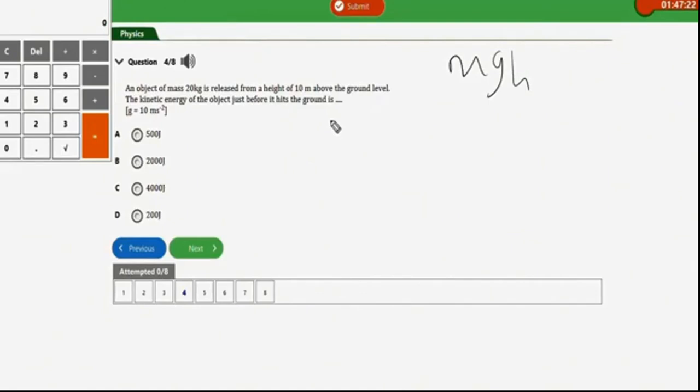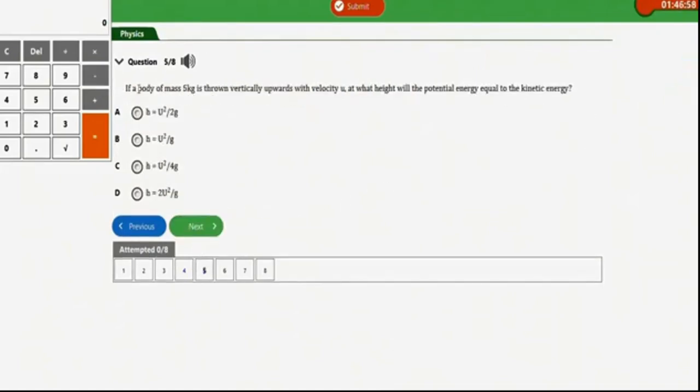So from the question, our mass is 20, times our height is 10, times acceleration due to gravity, which is 10. So when we multiply everything together, we're going to have 2000 joules. The correct option to this question is option B, 2000 joules. That's it for this question. Let's go to the next repeated question.